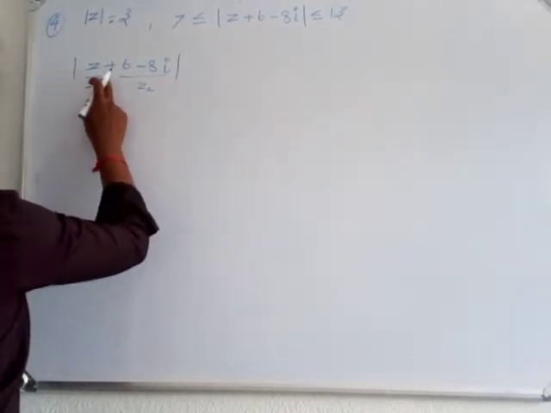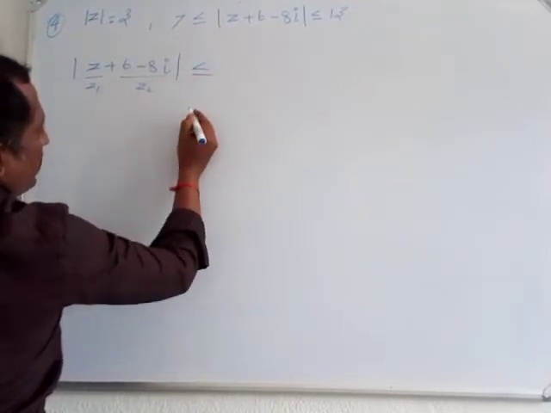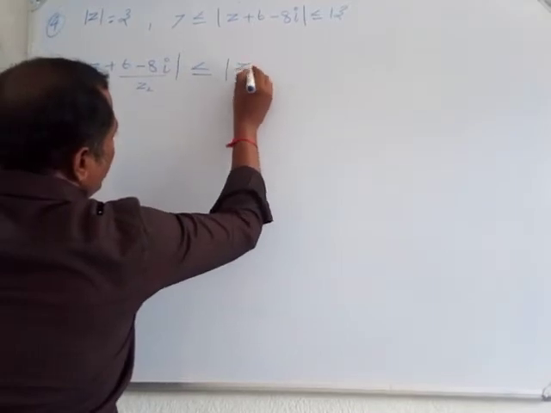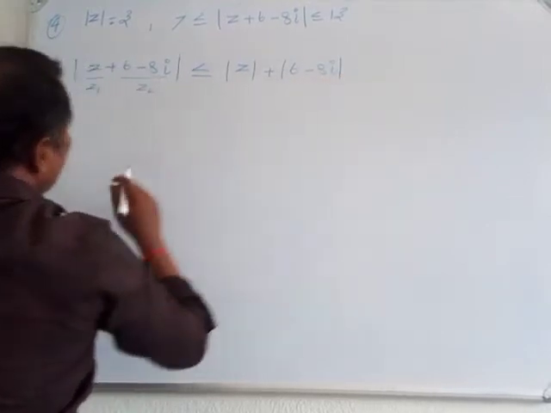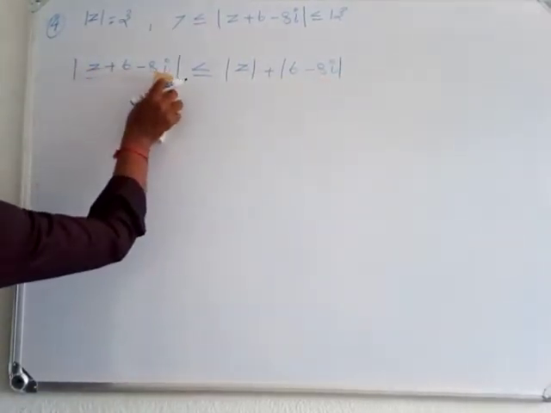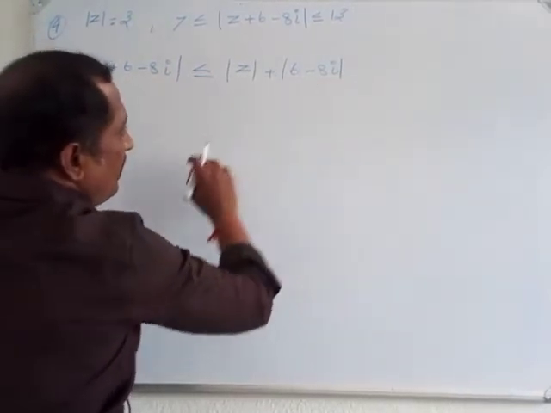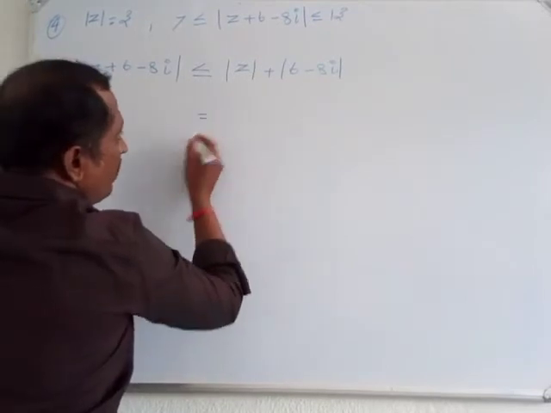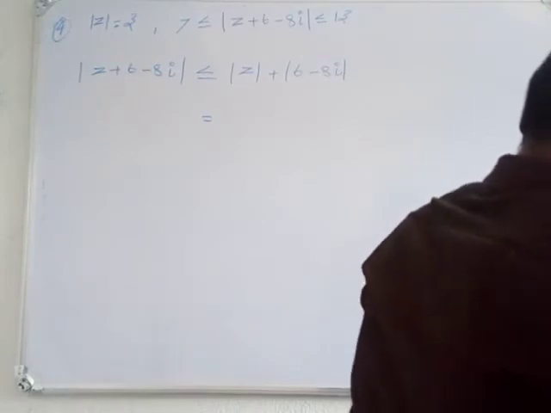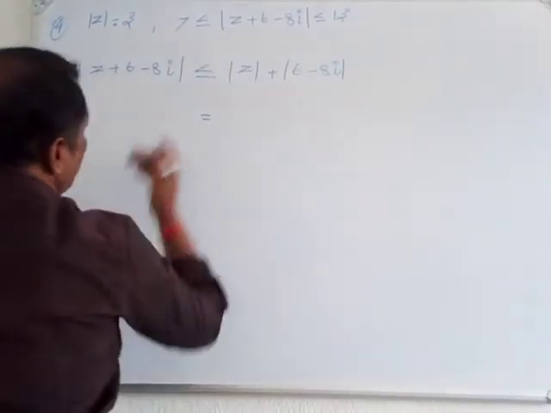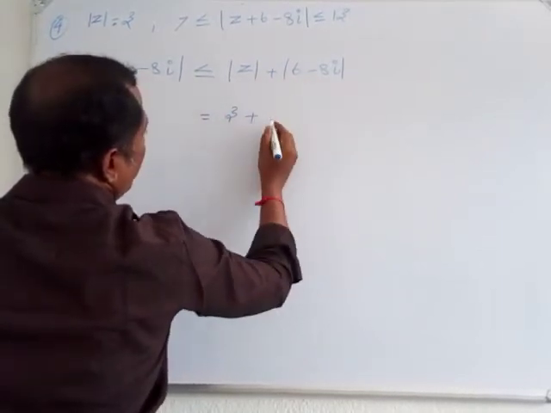So modulus of z1 plus z2 is always less than or equal to modulus of z1 plus modulus of z2. This is a property. So applying the property, this can be written as less than or equal to modulus of z plus modulus of 6 minus 8i, which is equal to modulus of z is 3, plus modulus of 6 minus 8i.